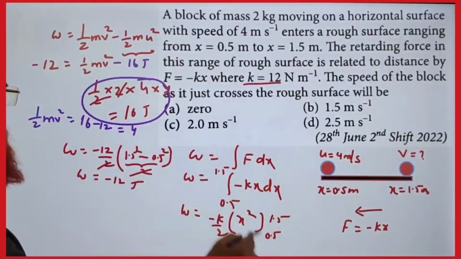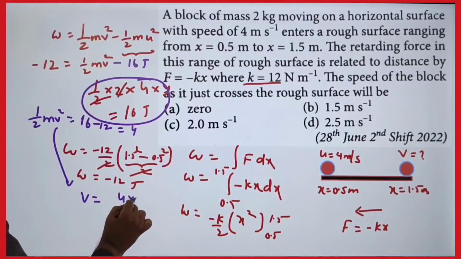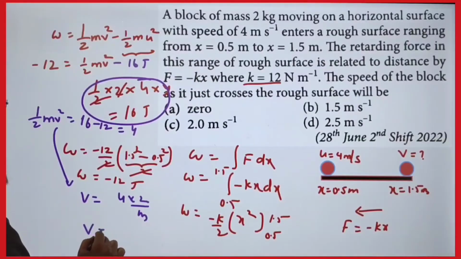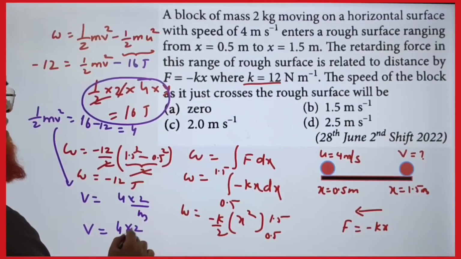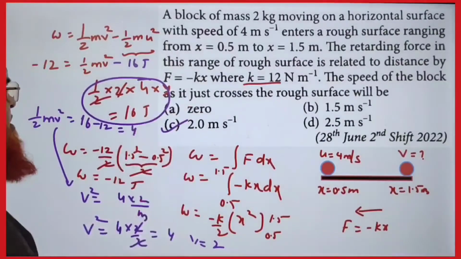So from this you have to find out the final velocity. How can you find out the final velocity here? Therefore, final velocity is nothing but 4 into 2 divided by m. What is m here? You know it is 2. So 4 into 2 divided by mass, which is again 2 here. So V square is equal to 4, means V is equal to 2. So 2 is going to be our answer, that's it.